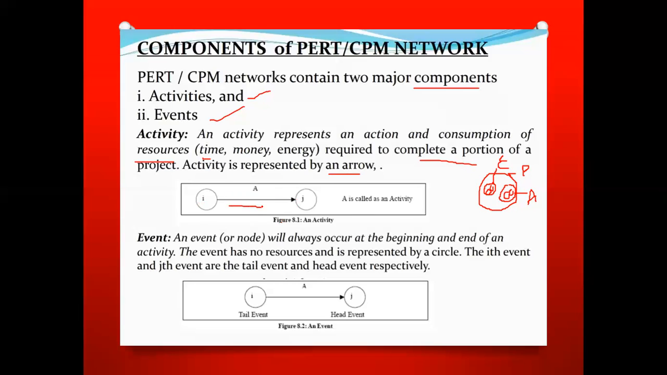Activity is indicated by arrow mark. Next, what is the event here? An event or node. An event or node will always occur at the beginning and the end of an activity.